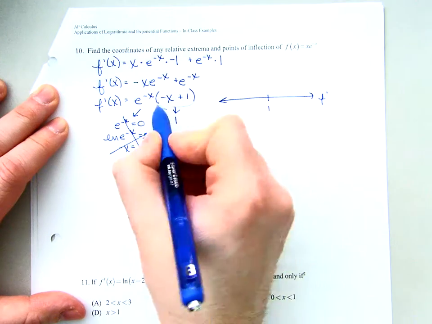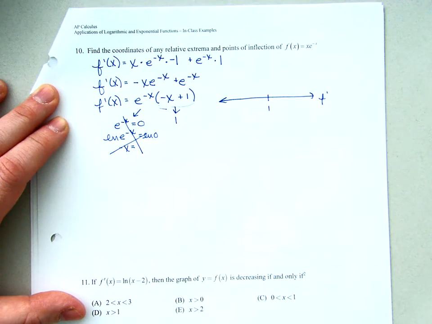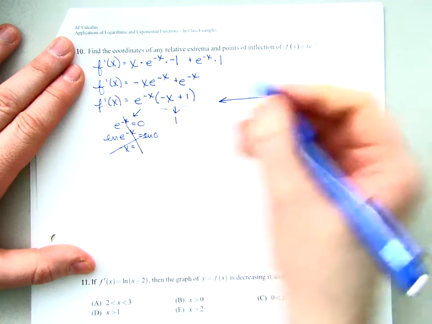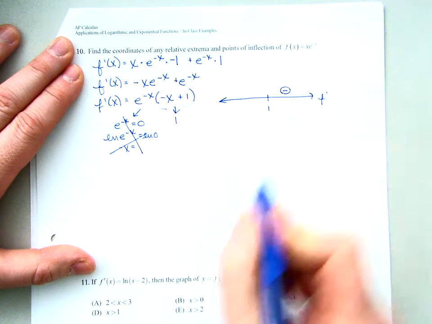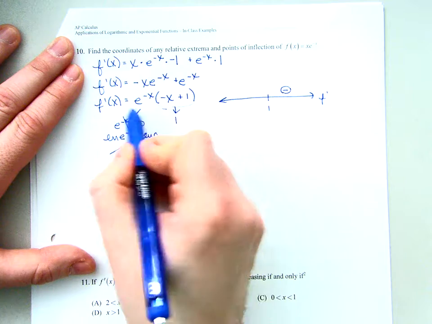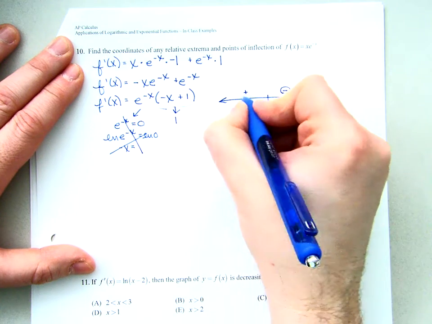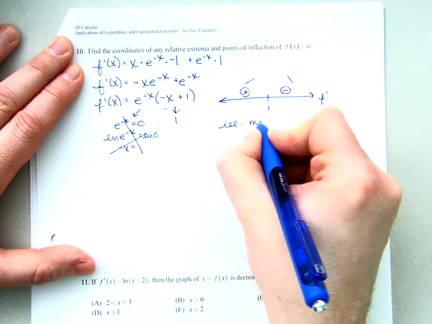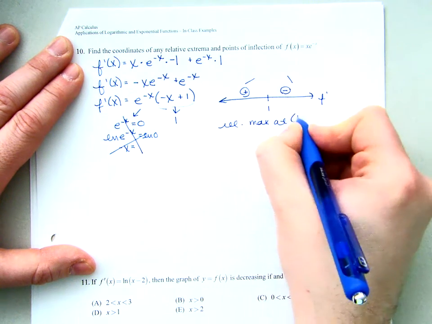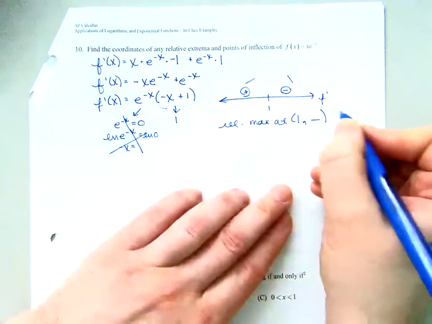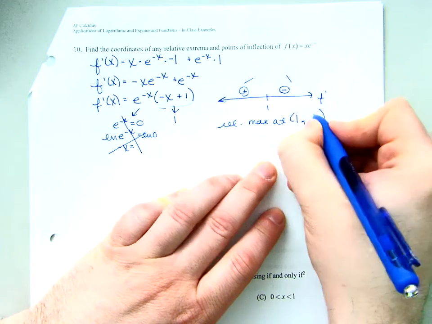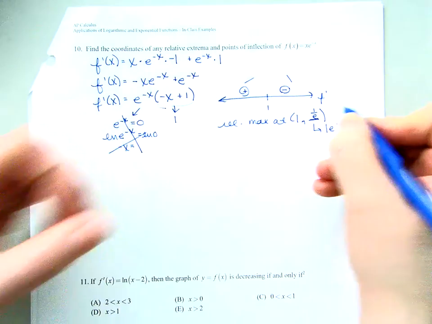Plug in 2. Is this thing positive or negative? Negative. Negative 2 plus 1. And again, this thing up front is always positive. So that region is negative. Plug in 0. This is positive. This is, again, always positive. We have a relative max. At 1, comma, well, plug into the original. I'm thinking 1 comma 1 over e.